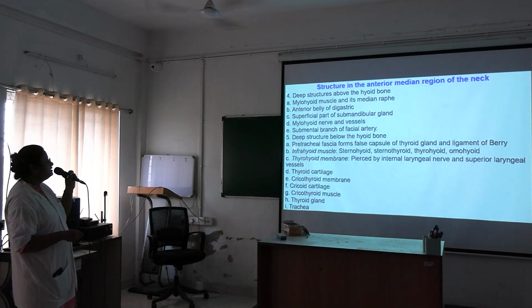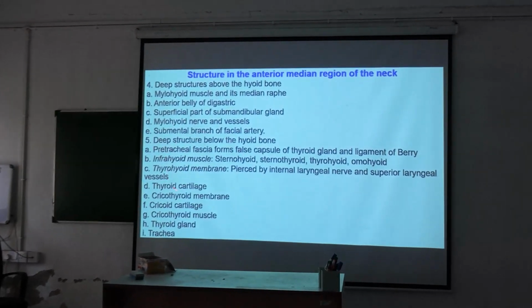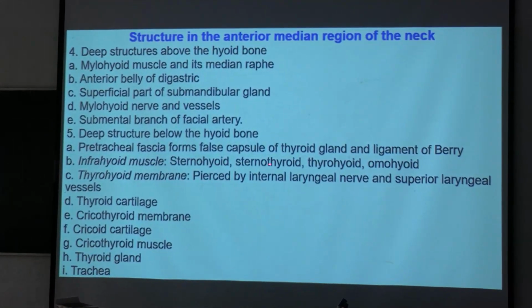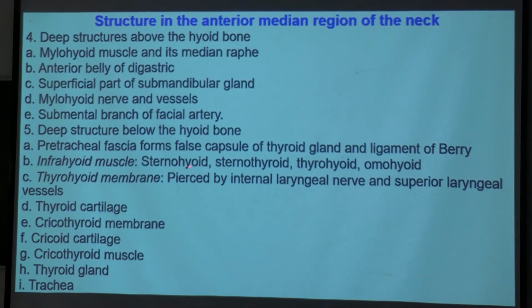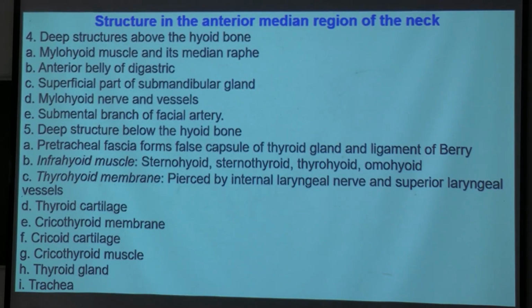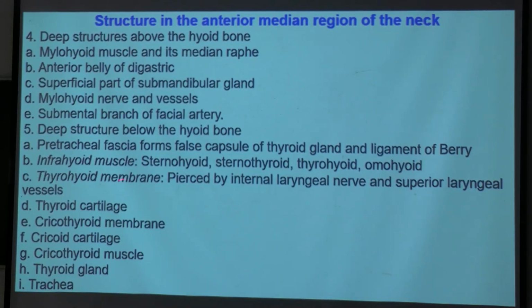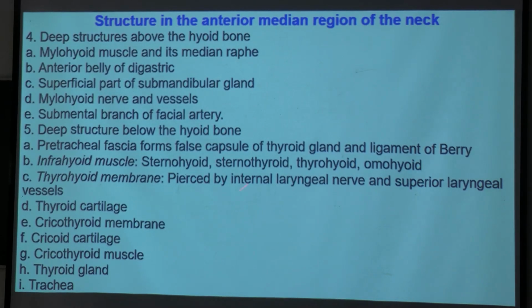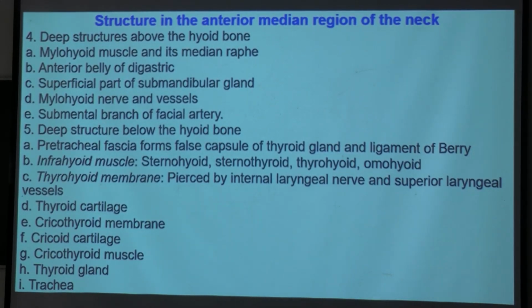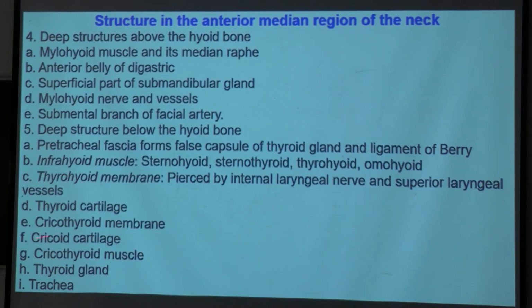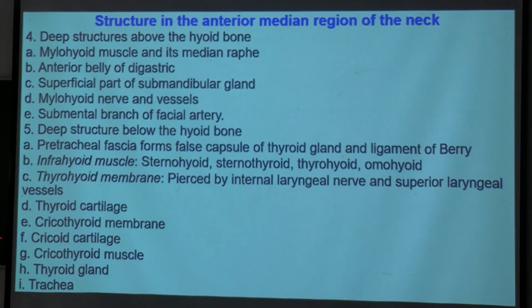Next is deep structure below the hyoid bone. Here lies the pretracheal fossa, which forms the false capsule of the thyroid gland and the ligament of Berry. Infrahyoid muscles are the strap muscles of the neck: sternohyoid, sternothyroid, thyrohyoid, omohyoid. Four muscles are there. The thyrohyoid membrane is pierced by the internal laryngeal nerve and superior laryngeal vessels. There are thyroid cartilage, cricothyroid membrane, cricoid cartilage, cricothyroid muscle, thyroid gland and trachea. Okay, understood?